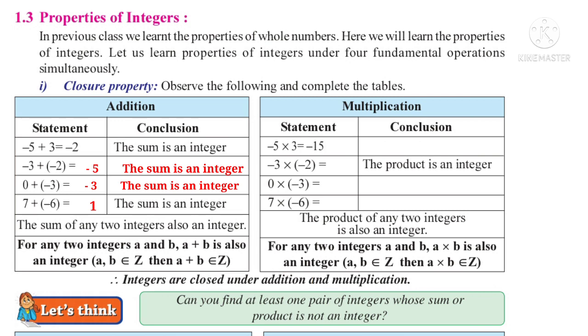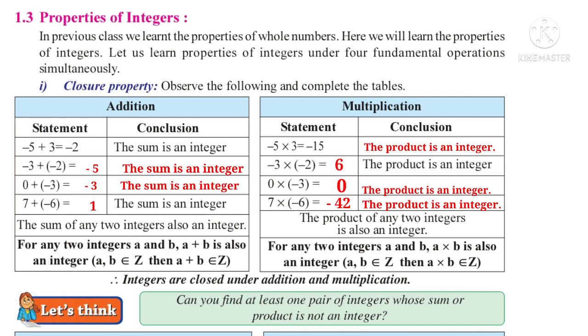Statement 1. Minus 5 into 3 is minus 15. Minus 5, 3 are two different integers, but their product, minus 15, is also an integer. Statement 2. Minus 3 into minus 2. Minus into minus is plus, 3 into 2 is 6. So 6 is an integer. Now 0 and minus 3 are two different integers, but their product 0 is again an integer. 7 into minus 6, plus into minus is minus, 7 into 6 is 42. So minus 42 is again an integer.